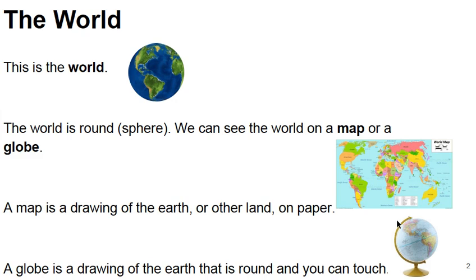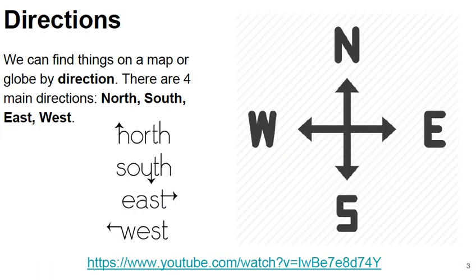The world. This is the world. The world is round, a sphere. We can see the world on a map or on a globe. A map is a drawing of the earth or other land on paper. A globe is a drawing of the earth that is round and you can touch and feel it.